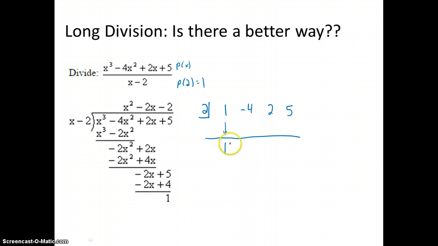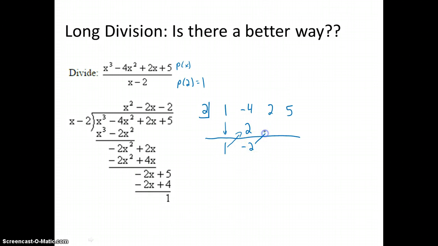Now what I do is I'm going to come up diagonally, and I'm going to multiply by the number I have in the box. I'm going to multiply by 2. So 1 times 2 is positive 2. And then vertically here I'm going to add. And the reason I can add is because over here we had that negative sign. We had the x minus 2, which is why we had to subtract every time. But since I switched it, according to remainder theorem, I can just use that 2. I'm going to actually add these. So 2 plus negative 4 is negative 2.